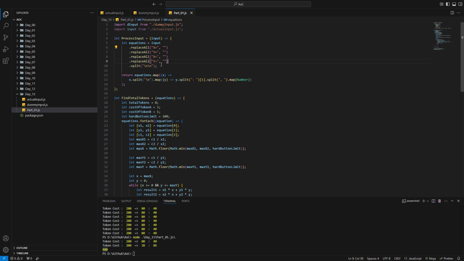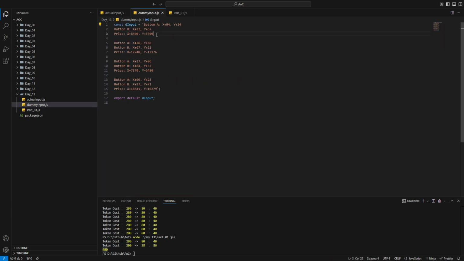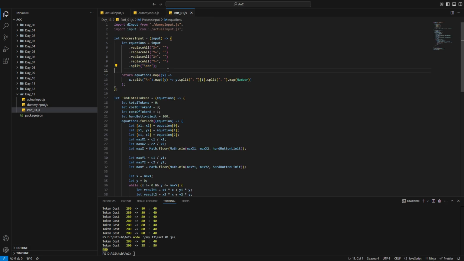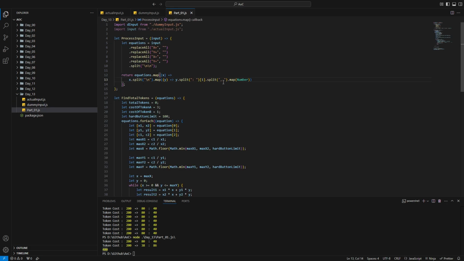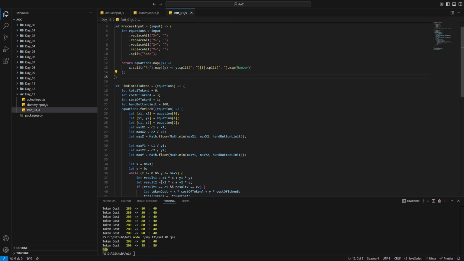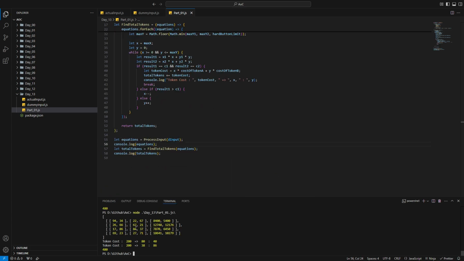We're replacing all of that, and then we are splitting it because each of these problems is separated by a double newline character. Each one of these forms one part of the equation, so we're splitting that, and then we are removing this first part which tells us about the button and the price and all that, and finally we are mapping it to a number. Okay, let me show that. So what we get is something like this.